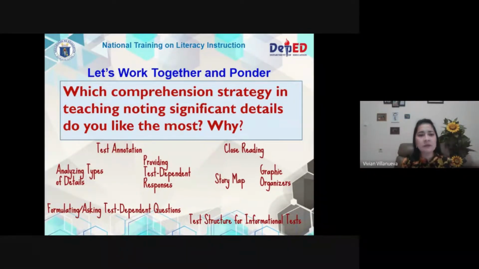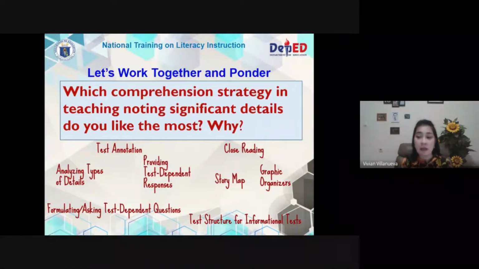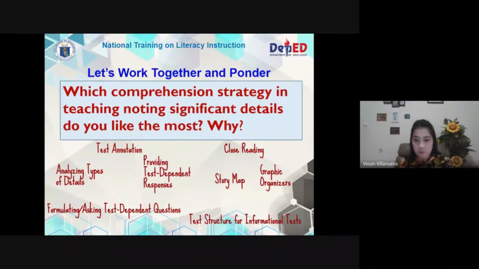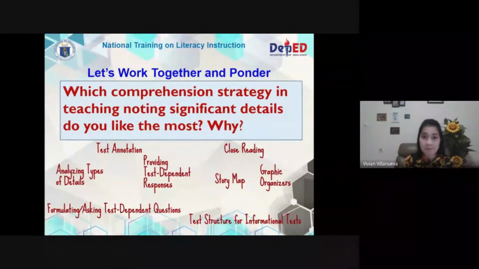All right, so yes, please think about it. Which among these comprehension strategies in teaching noting significant details do you like the most, and why? You can just answer that, or maybe copy what those are, or put a star, some annotation, okay? Because it's already time.